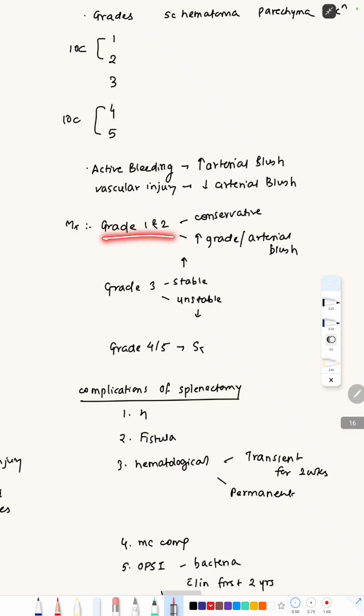Now management, if it's a grade 1 and 2 patient, it is managed conservatively, but if the grade is increasing or the arterial blush is seen on CECT, then we have to go for angioembolization and splenography. The bits of spleen are basically preserved. Then in grade 3, if it is a stable patient, manage it like grade 1 and 2. If it is a grade 3 unstable patient, manage it like grade 4 and 5. In grade 4 and 5, go for surgery. The surgery is called splenectomy.